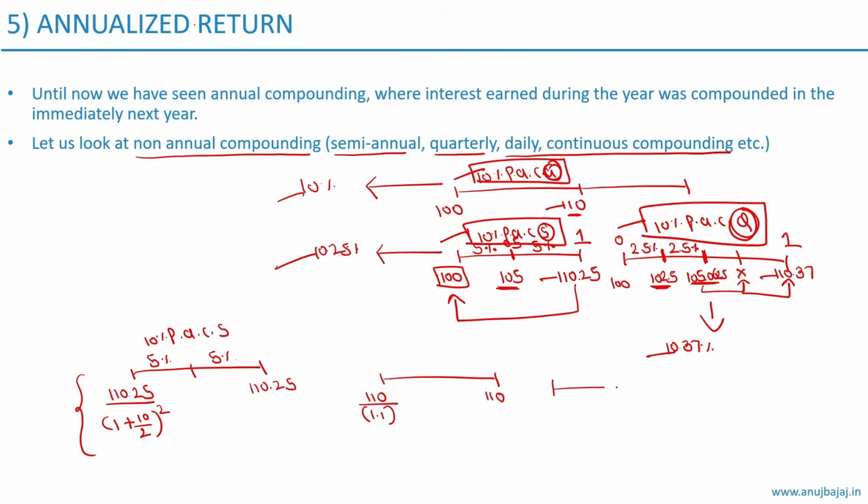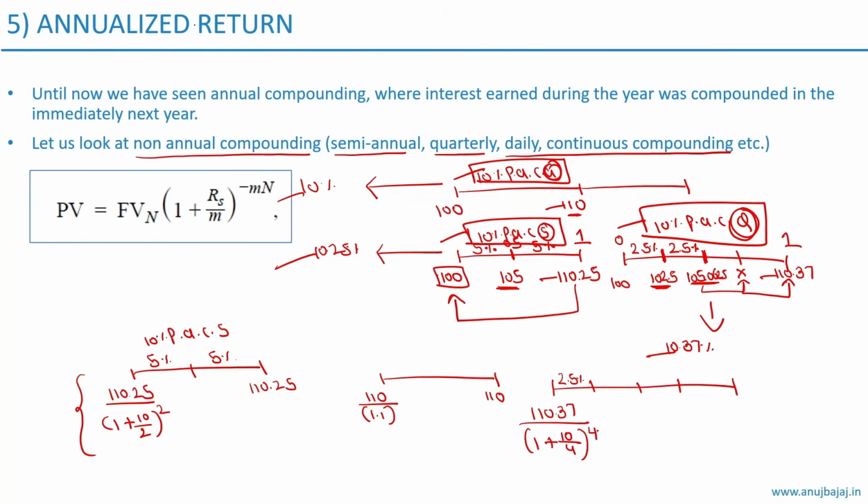Similarly, in case of quarterly compounding, we have 4 periods and the interest rate per period is 2.5%. So the present value will be 110.37 divided by 1 plus the interest rate per period, which is 2.5%, raised to the number of periods, which is 4.